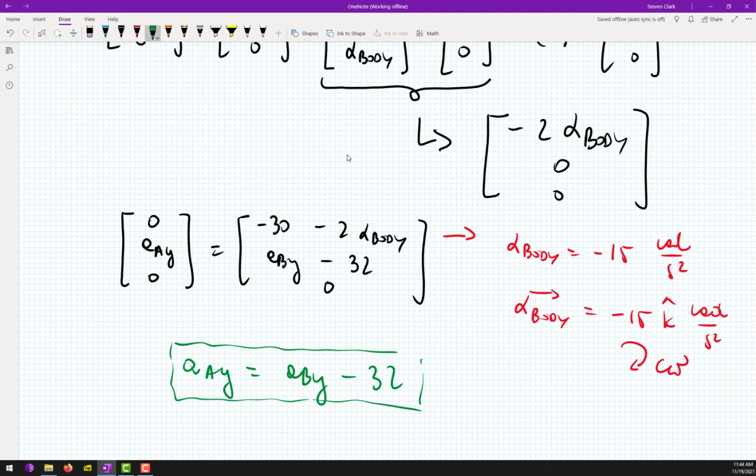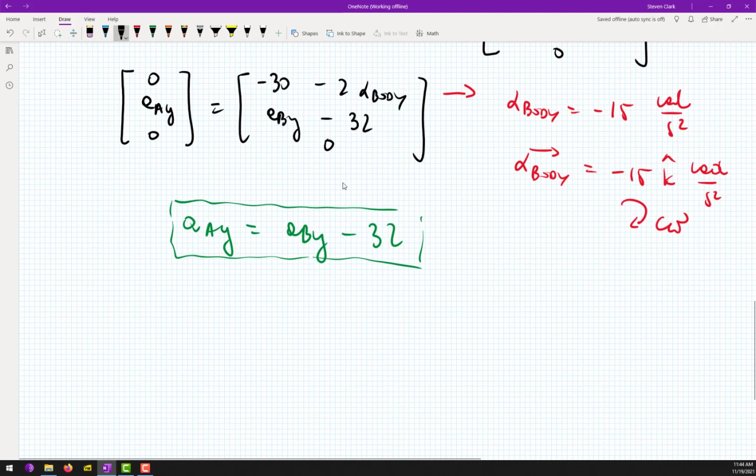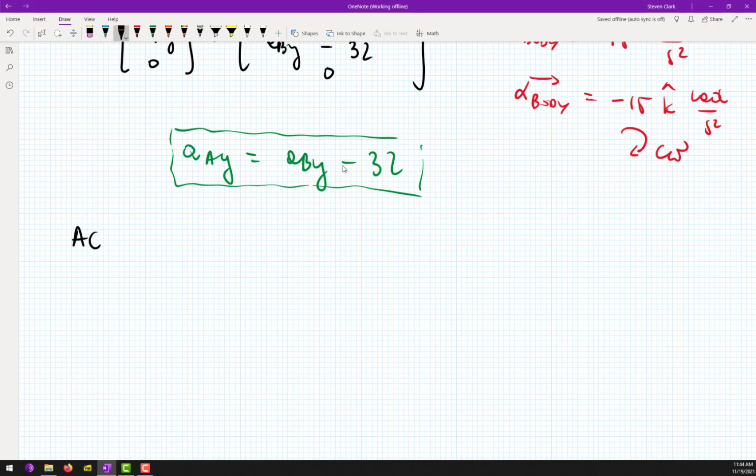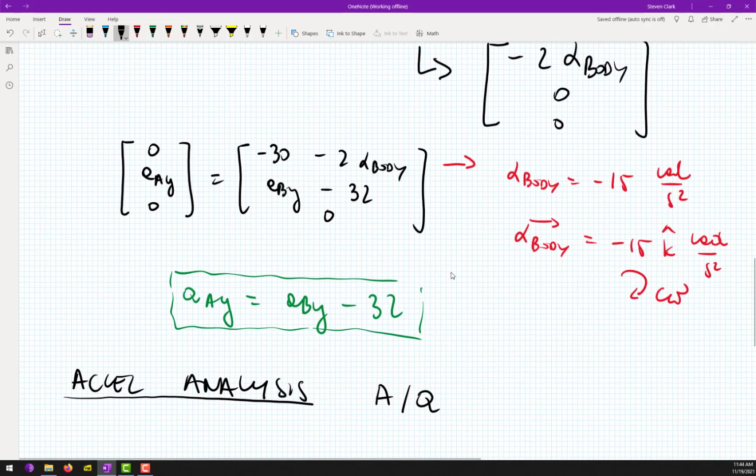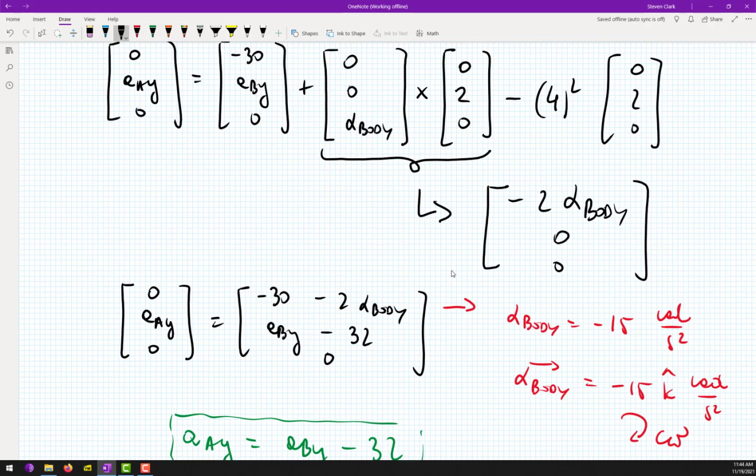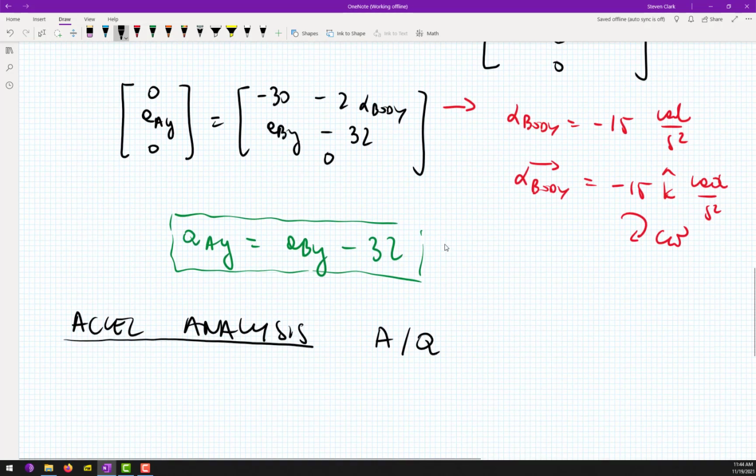Let's run acceleration analysis between some other pair of points. Let's do maybe between A and Q. Okay. Before we do that, there is a question. Do you use like v squared over the radius? You can. And I'm gonna do it right now.